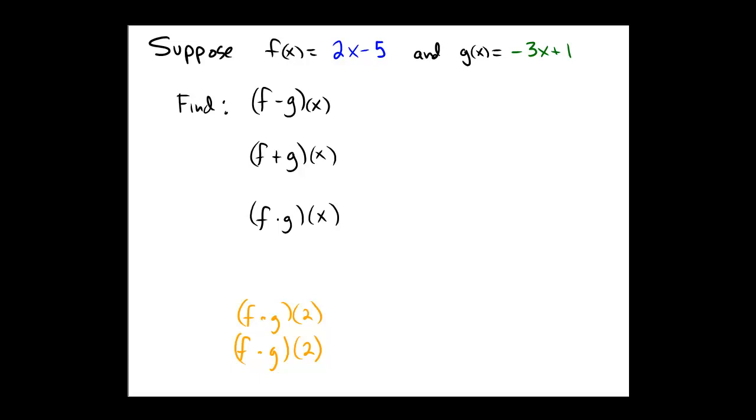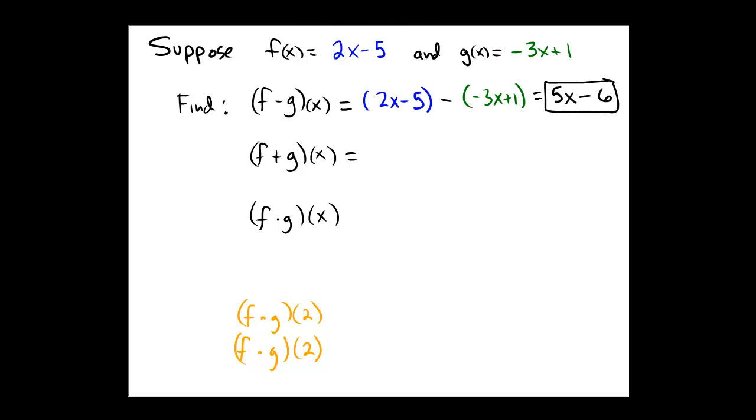First, let's perform the difference of these two functions. So we will take 2x minus 5, and from that we will subtract negative 3x plus 1. Collecting like terms would yield 2x minus negative 3x for a total of 5x, and negative 5 minus 1 is minus 6. So we get 5x minus 6 as the difference of the two functions.